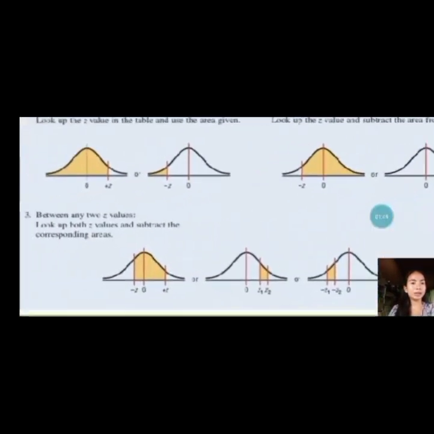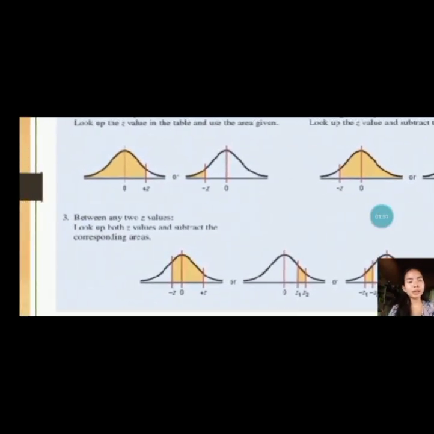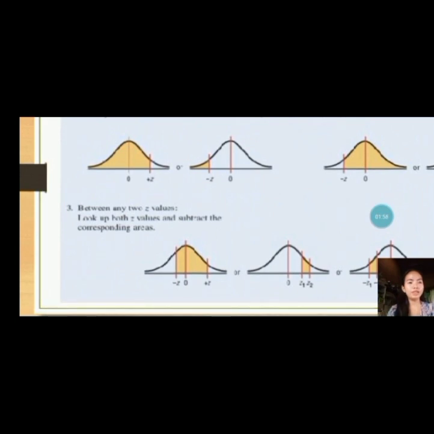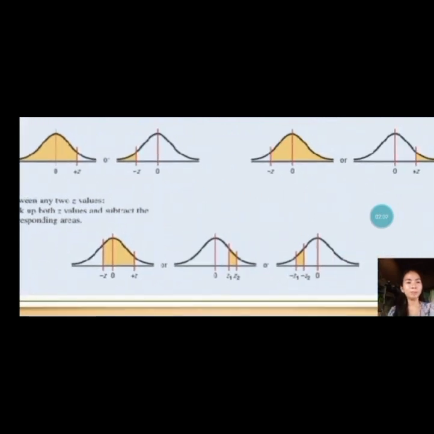Then, the next is between any two z values. Look up both z values and subtract the corresponding areas.